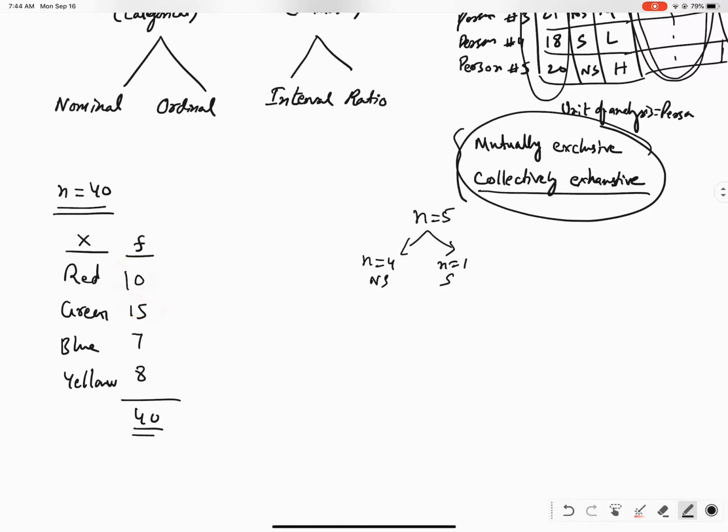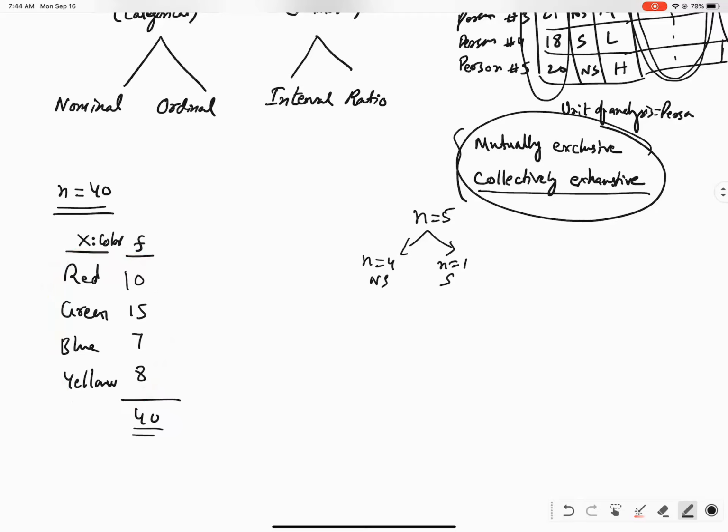Notice that what I have done here is I have effectively taken my sample size of 40 and split it into four groups: individuals who like red, individuals who like green, individuals who like blue, and individuals who like yellow. So I've taken a sample and split it into subgroups. My variable X is color. Color is the variable that allows me to split my sample into subgroups, so color is a categorical variable.